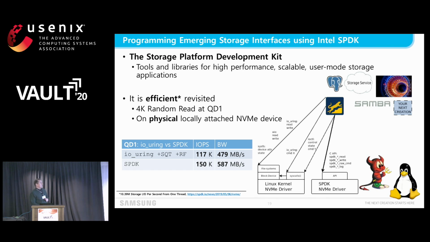And SPDK did quite well. So IOU Ring with the submission queue thread polling and register files enabled, I got these 117K IOPS. And doing the same thing with SPDK, I got 150. So that was sort of saying, okay, so that might be why people would go down that route.